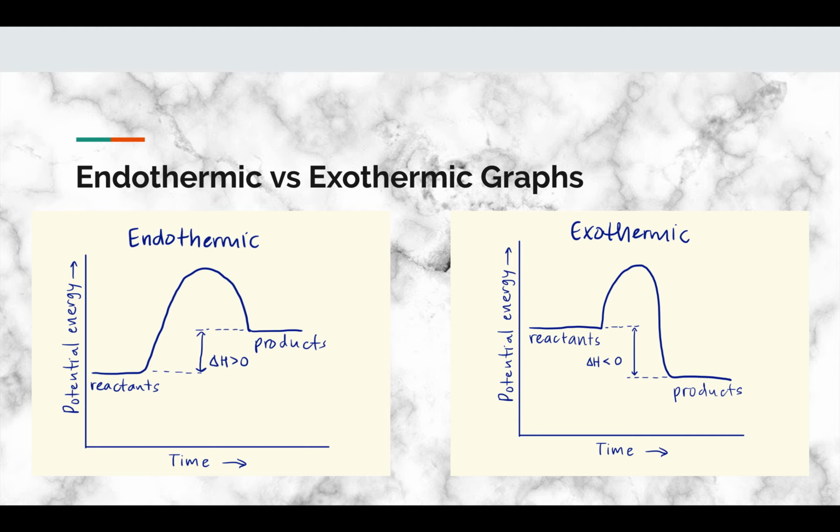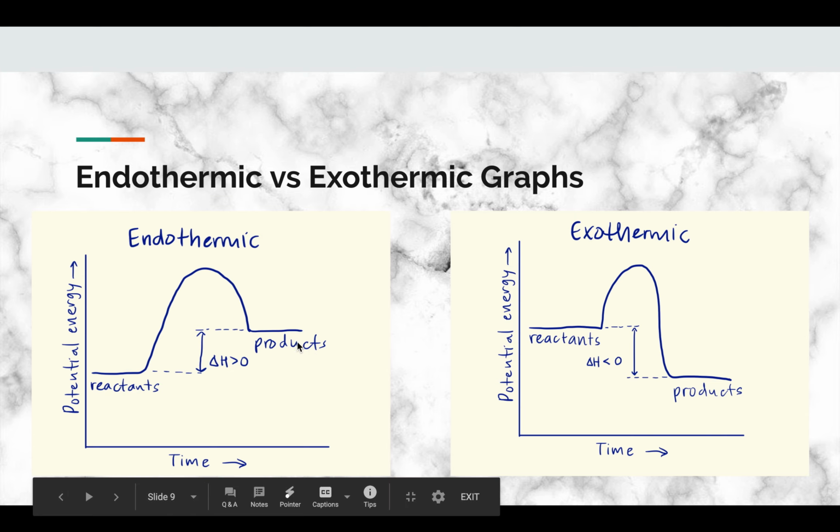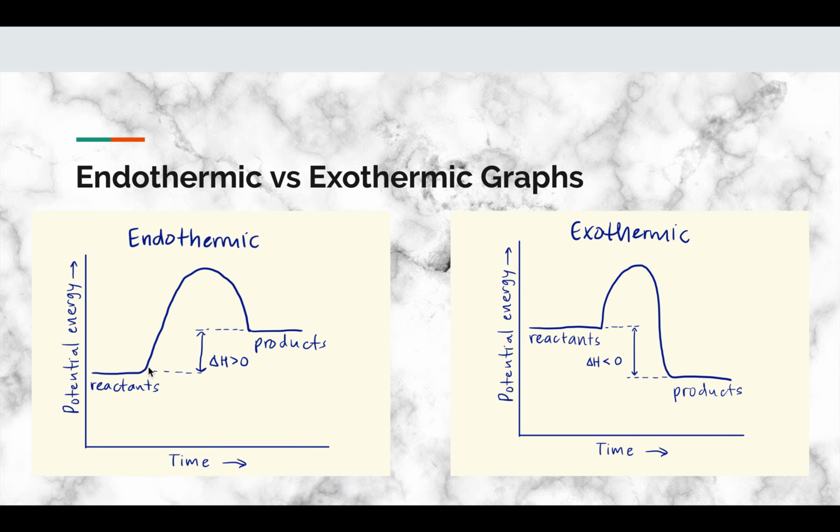As you see, this slide has graphs. Let's look at this endothermic graph. You can see that the potential energy for the reactant side is lower compared to the product side. To find out if this graph shows an endothermic or an exothermic reaction, you would do the potential energy of the product minus the potential energy of the reactant. Since the product is higher than the reactant, the answer you would get is greater than 0, which is why it's endothermic.